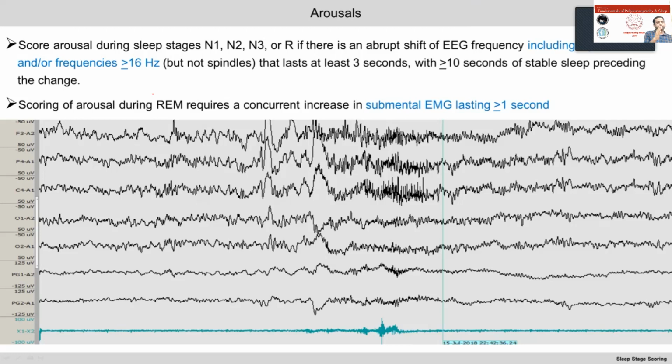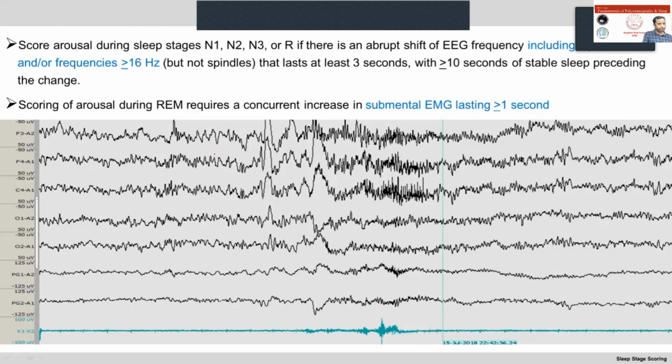Arousals are like 3 seconds to 15 seconds. If it is more than 15 seconds, it is wake, because the alpha rhythm will dominate, and when alpha rhythm covers more than 50% of the 15 seconds, then it's called wake state. But if there is alpha, and EMG activity is also there, but it lasts less than 15 seconds, then it is called arousal.